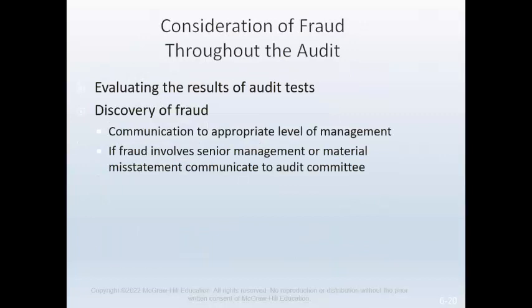The auditor's concern about fraud does not stop at the planning phase of the audit. Throughout the engagement, the auditors should be alert for conditions that may indicate that a fraud was committed. If auditors discover fraud, they should evaluate the implications of the fraud and communicate their suspicions to an appropriate level of management, at least one level above the level involved. If the fraud involves senior management or material misstatement of the financial statements, the matter should be reported to the Audit Committee of the Board of Directors.